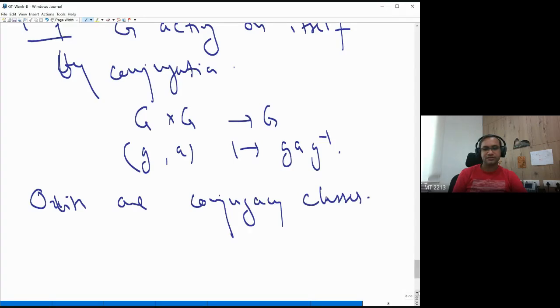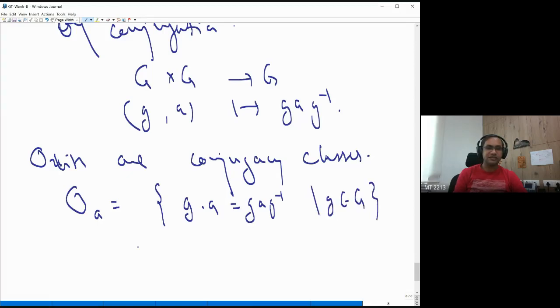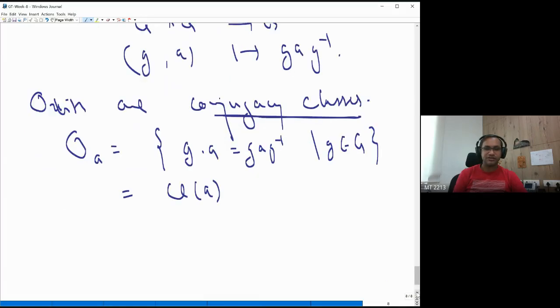This is by definition, because what is an orbit here? The orbit of some element A is all G dot A, right? Which by definition is G A G inverse, where G ranges over all of the group. And this is nothing but the conjugacy class of A. So there is a special name for these orbits, which is conjugacy class. So keep this in mind, right? The conjugacy class is basically nothing but the orbit of an element under the conjugation action. It's just a new name for the same thing. Why is this so? Because this is quite an important concept which is used in representation theory and elsewhere.